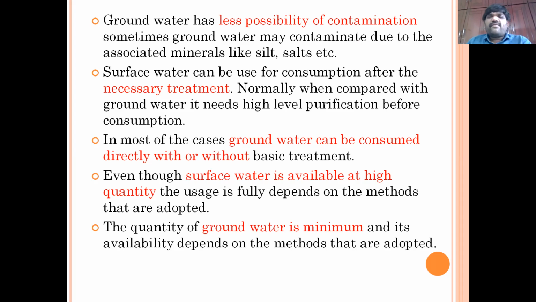Surface water can be used for consumption after the necessary treatment. That means after treatment only we can use this surface water. Unless we treat this surface water, it is not supposed to be used for consumption. Whereas the groundwater we can sometimes use directly, as the chance of pollution is very less, and of course treatment is sometimes needed, depending on the state of the soil.